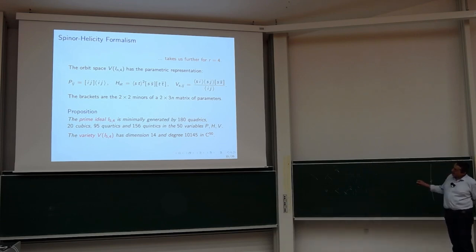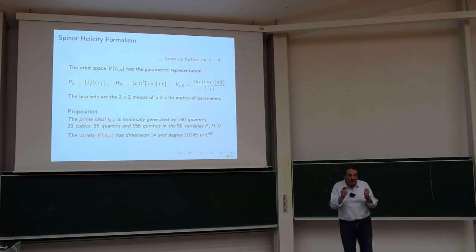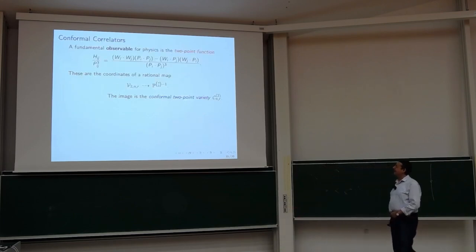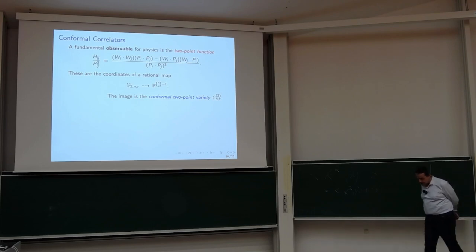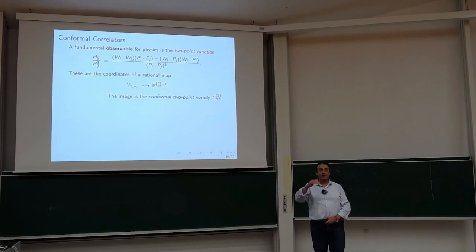But there's something else that's very nice about parametrizations by 2 by 2 minors. If you have the 2 by 2 minors of a 2 by n matrix, you have the Plücker coordinates of the Grassmannian. And they have very nice properties. But before we go back, let me take you to the 4th level. So these conformally invariant structures, they're nice. They have the right invariance properties, but they're not the observables yet.